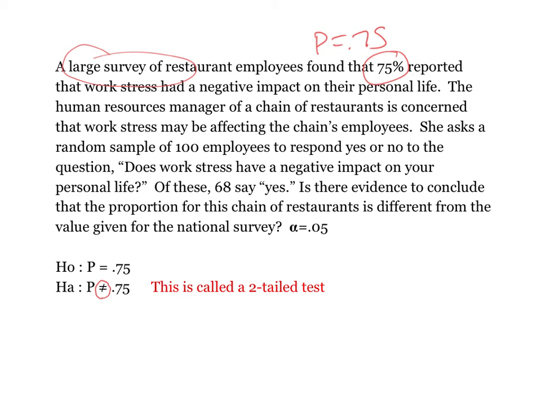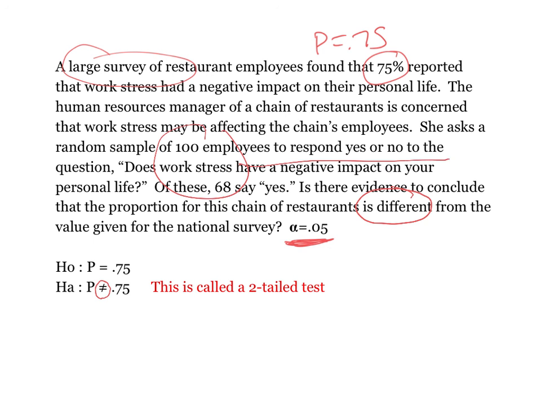Then it says the human resource manager of a chain of restaurants is concerned that work stress might be affecting the chain's employees. She asked a random sample of 100 employees to respond yes or no to the question, does work stress have a negative impact on your life? Of these, 68 say yes. So is there evidence to conclude that the proportion for this chain of restaurants is different from the value given for the national survey? And then it says alpha equals 5%. So this would be a fully informed question.